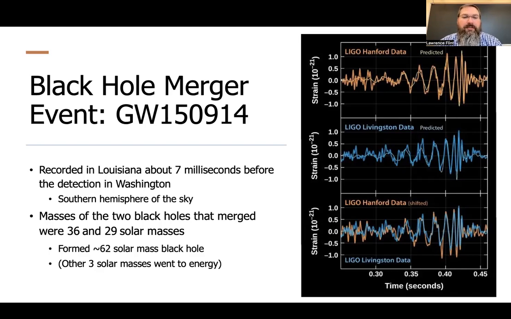About 3 solar masses seems to be missing, and that's energy that, or matter that got changed into energy, and that energy travels away from the merger event out into space. So it's called GW 150914 for gravitational wave event 2015, and then 0914 is September 14th.